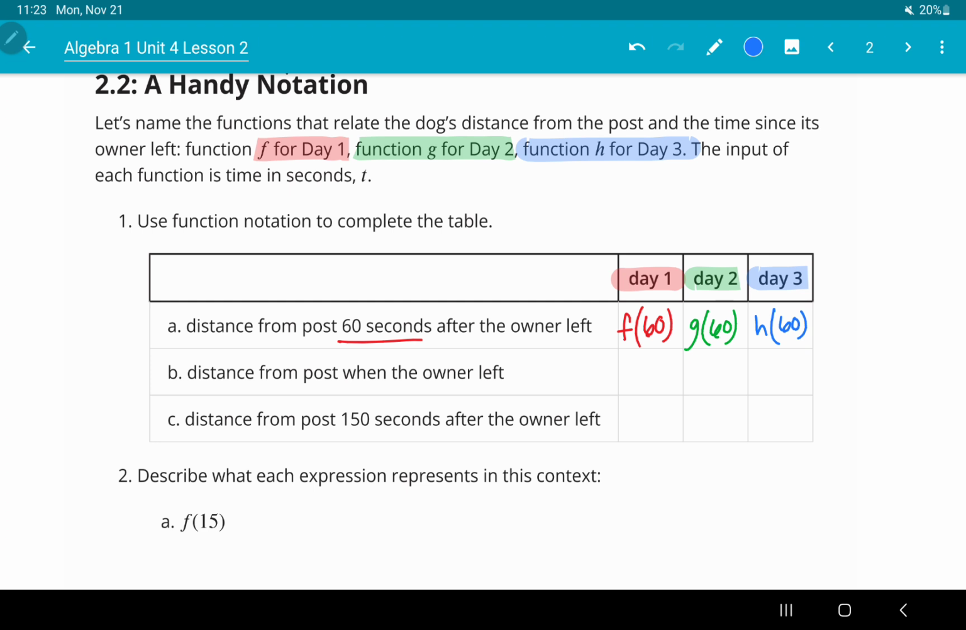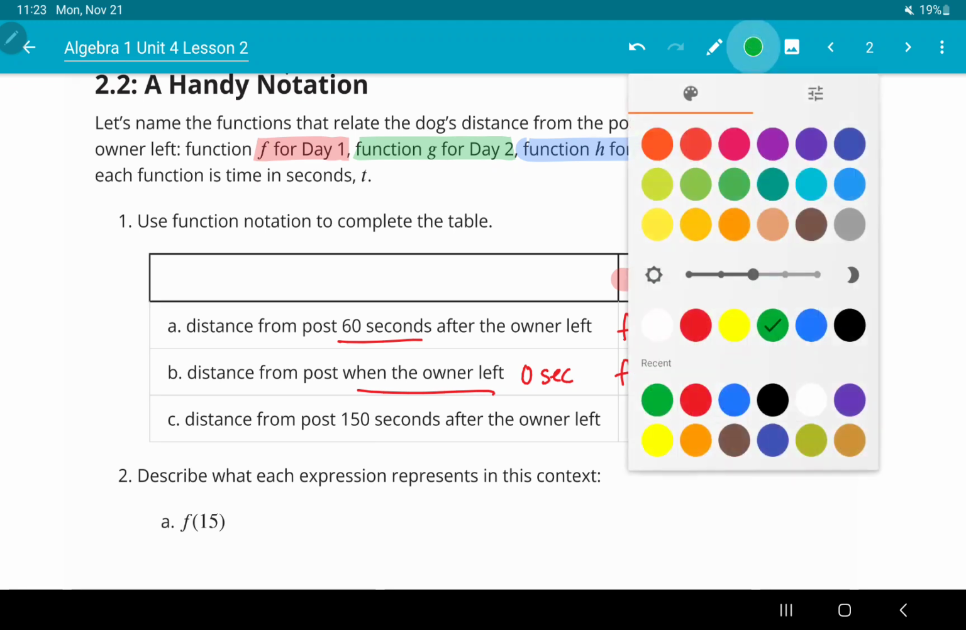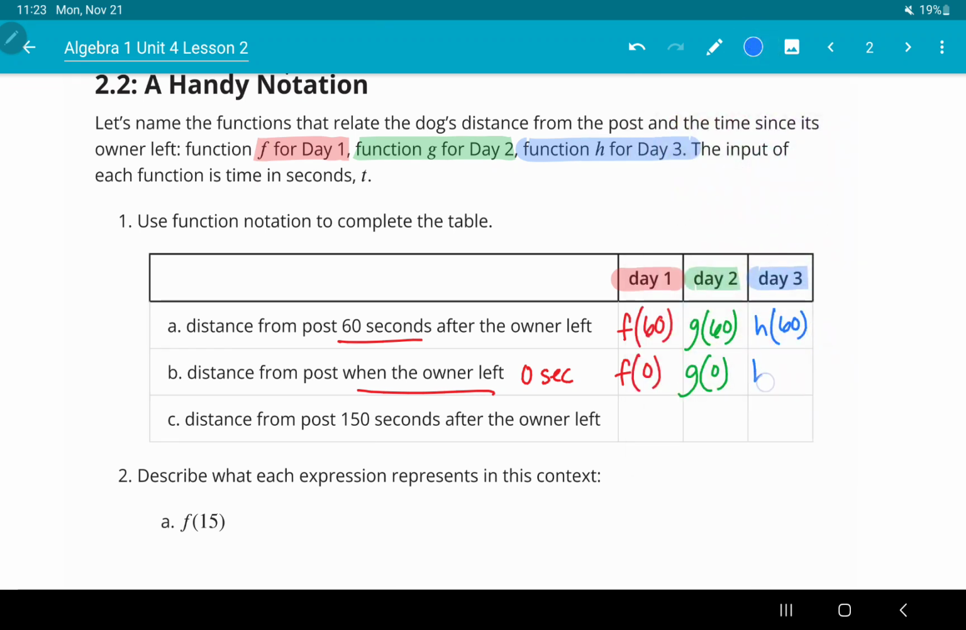Part B, distance from post when the owner left. On day 1, that's still function F. And when the owner left, that means 0 seconds. I'm going to put a 0 there. On day 2, we're using the letter G to represent day 2, but the time is still 0 seconds. And on day 3, we're using the letter H to represent day 3, and the time is still 0 seconds.